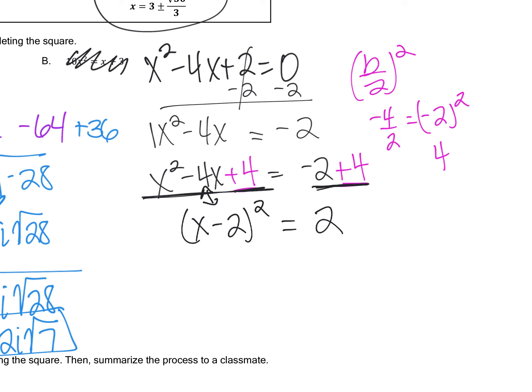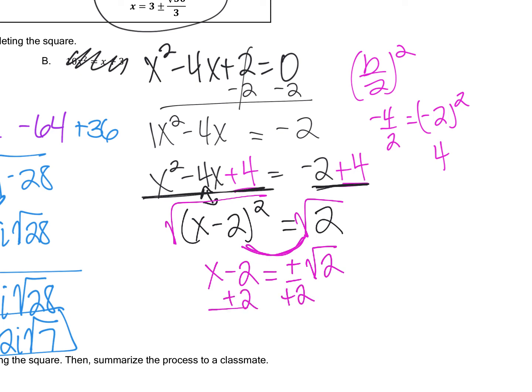Okay, so now I can take the square root of both sides because I have my term that is squared. So I just get x minus 2. Remember, when you take the square root of both sides, you get 2 answers. And notice there's no negative underneath the radical. So just bring down square root of 2. Add 2. We can't combine it with anything else, so it goes in the front.